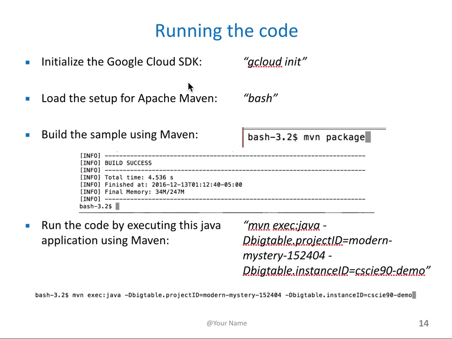So once we finish those steps, we can build the sample using Maven. Once you type bash and enter, you will be inside this bash environment, and then you will have this command mvn, which is Maven, and then we can do mvn package to build the project at the current directory. We run the code by executing this Java application using Maven: mvn exec:java, BigTable, project ID, and instance ID, which we used before.